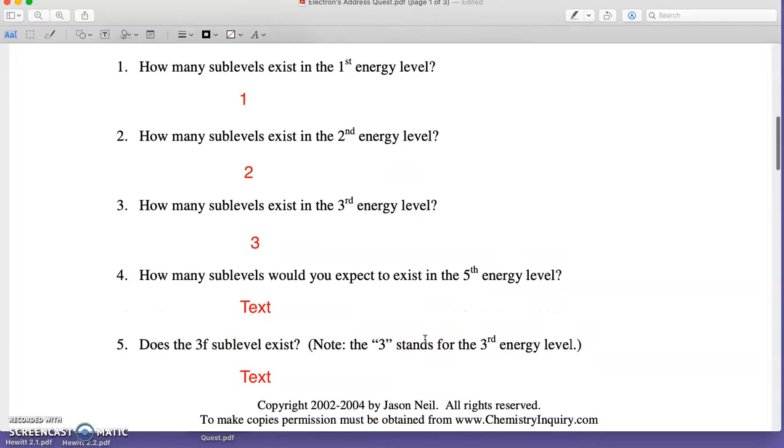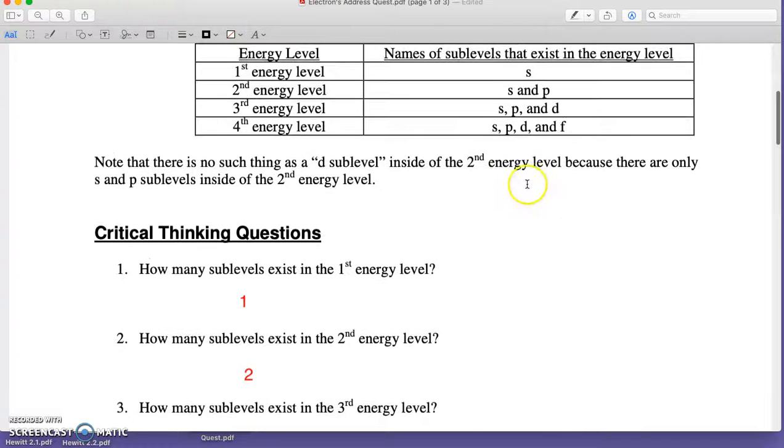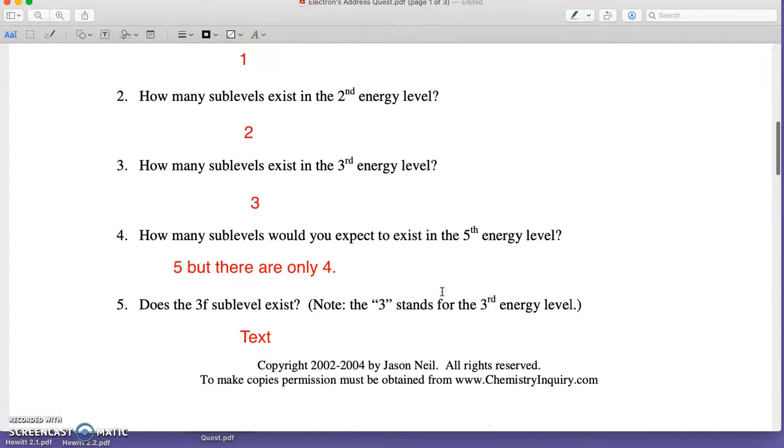Now, how many sublevels would you expect to exist in the fifth energy level? Well, if it follows suit, we would expect 5, but there are only 4. So even though we expect 5, there are only 4. S, P, D, and F goes beyond the fourth energy level into the fifth energy level.